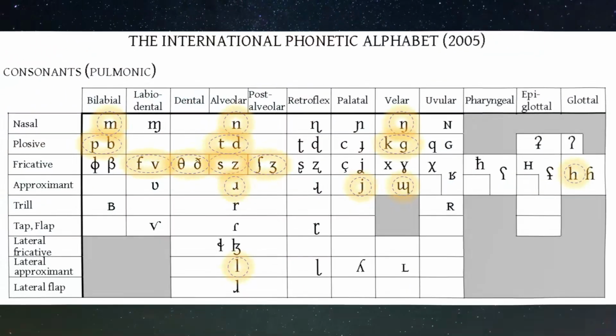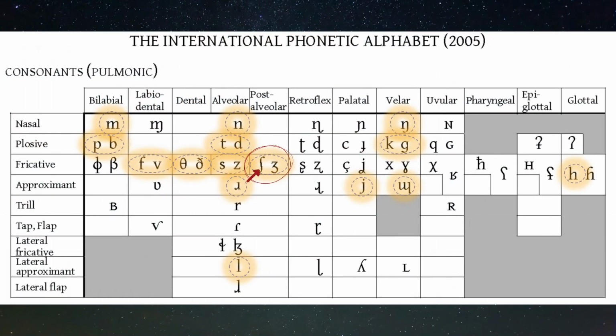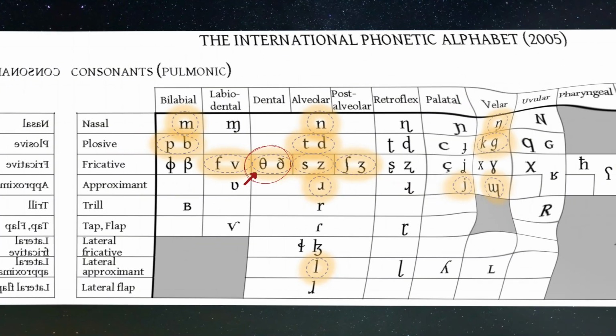Now, let's take a look at post-alveolar sounds. The post-alveolar sound is produced by placing the tongue just behind the alveolar ridge, as in the word sheet, while the voiced counterpart is produced in the same area but vibrates the vocal cords, as in vision. Next, let's listen to the recordings.